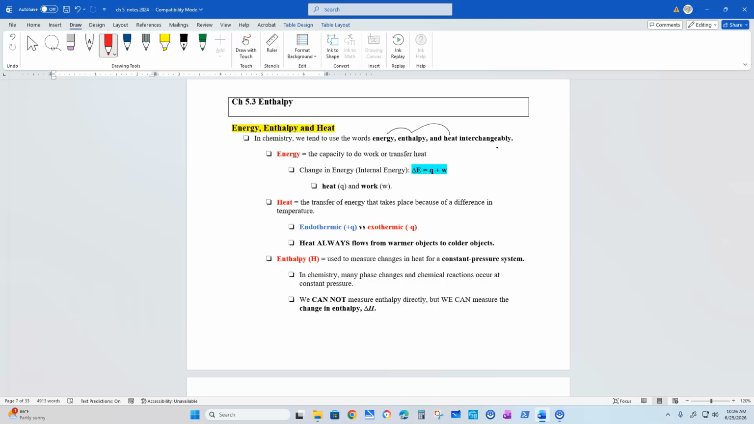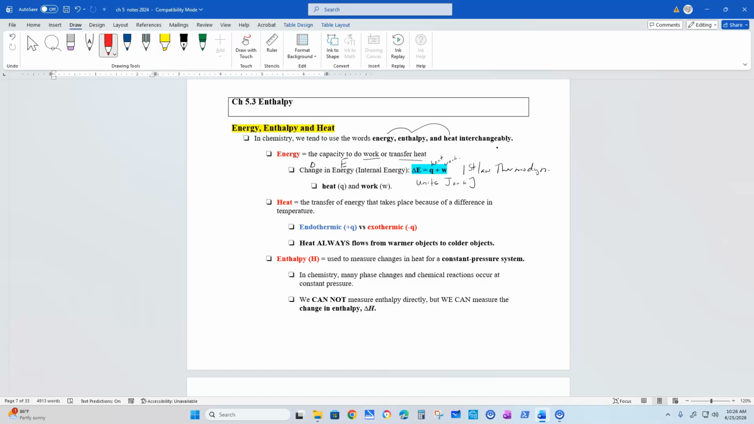Energy is the capacity to do work, which we already know, and transfer heat. That's where the first law of thermodynamics comes in, where delta E, and we call delta E change, remember, change in energy, you can also call it internal energy, equals heat plus work. Which we know, Q and W, by now. When we measure all of these, we want the units to be in joules, and you can use kilojoules too. But it's correlating work and heat at the same time.